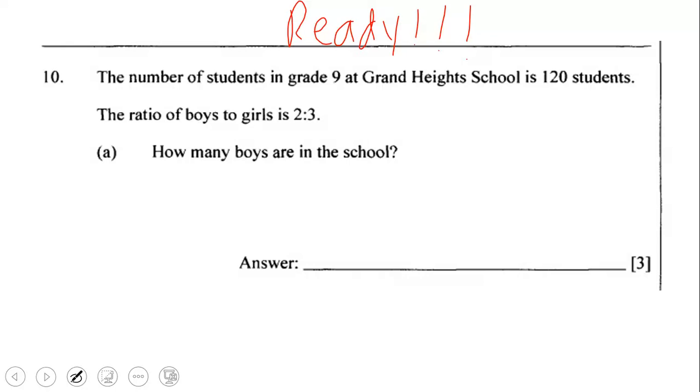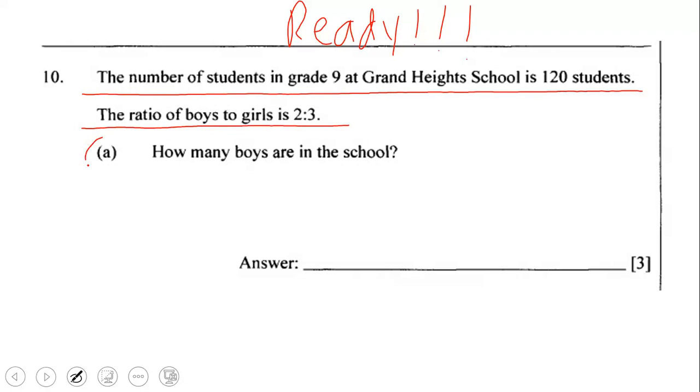And the question states the following. The number of students in grade 9 at Grand Heights School is 120 students. The ratio of boys to girls is 2 to 3. A. How many boys are in the school? I'm going to give you an opportunity to attempt this question on your own. So I encourage you to pause the video, try the question on your own, and I'll see you on the other side of the pause.